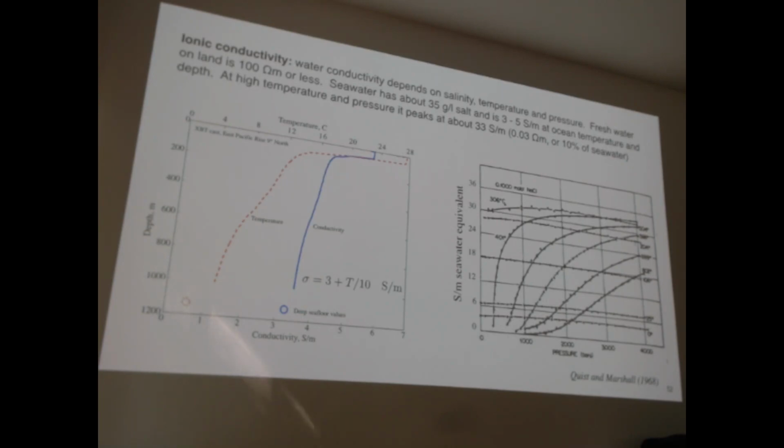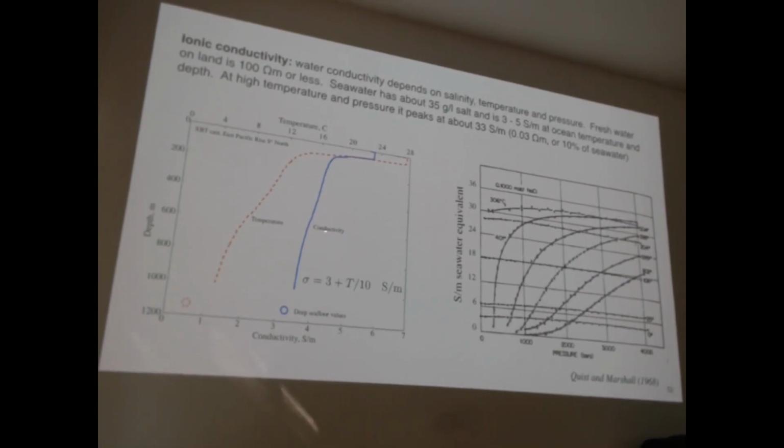If this red line is the temperature and the blue line is the conductivity, you can see they're related. To a good approximation, the conductivity of seawater is about 3 Siemens per meter plus the temperature in C over 10. So if the temperature is 0, it's about 3 Siemens per meter, and if the temperature is 20, it's about 5 Siemens per meter, which is almost exactly what we're seeing.